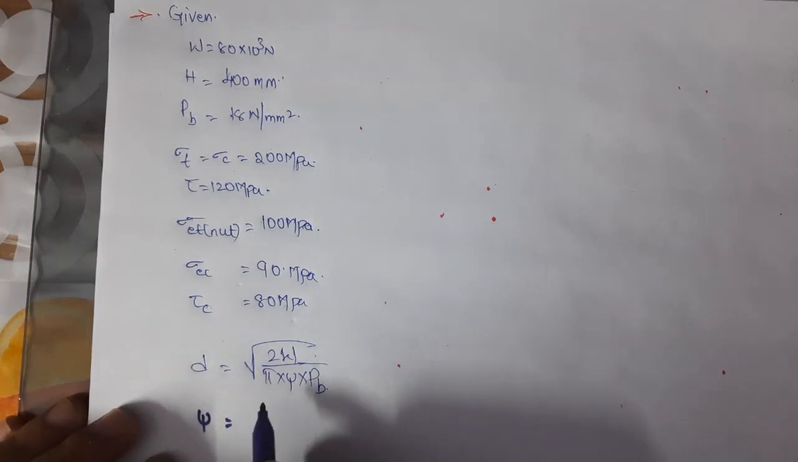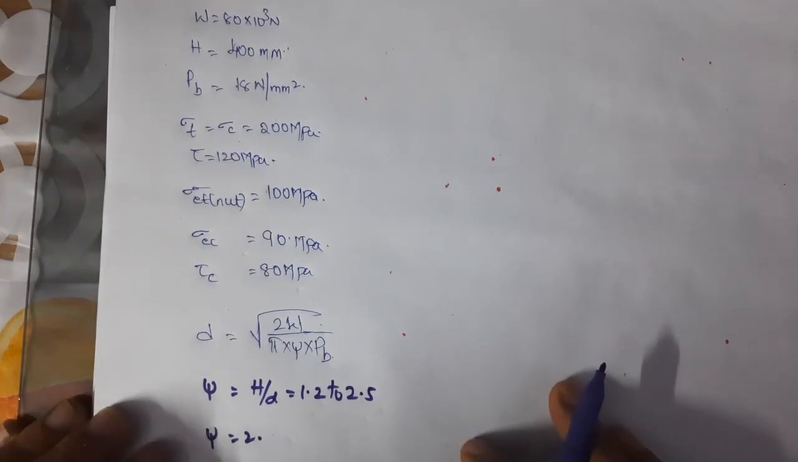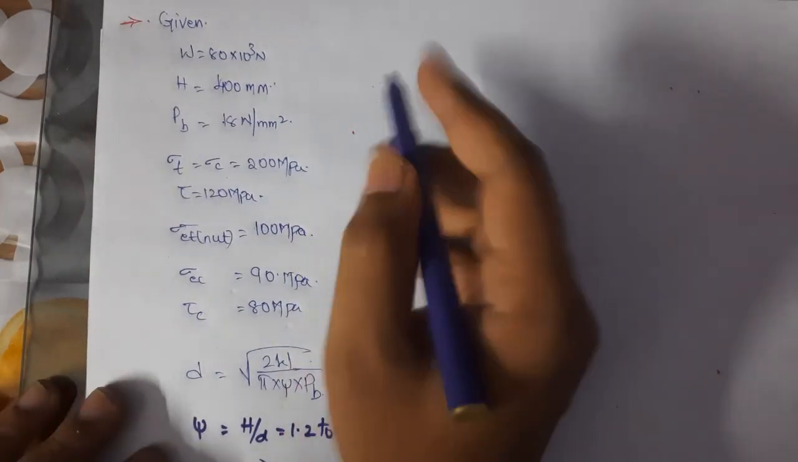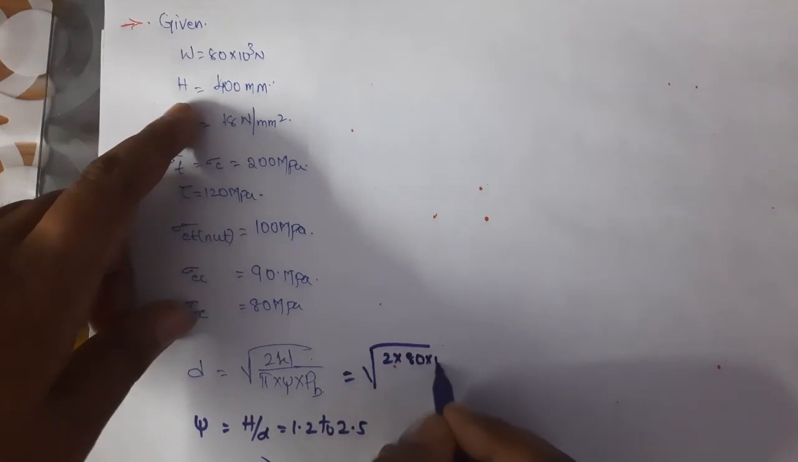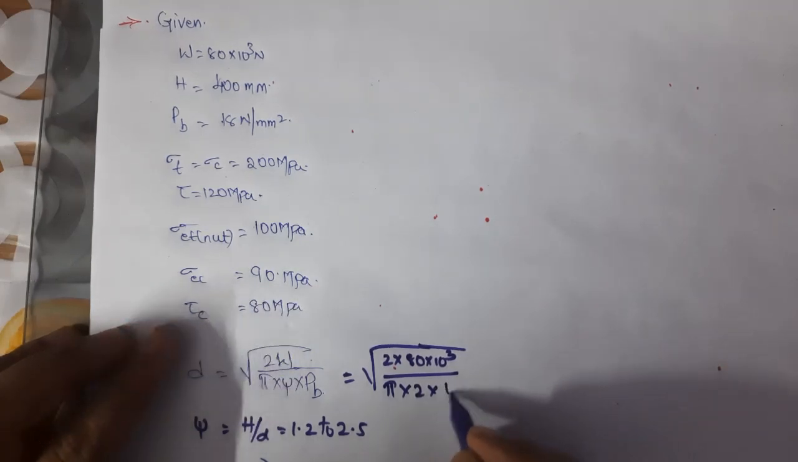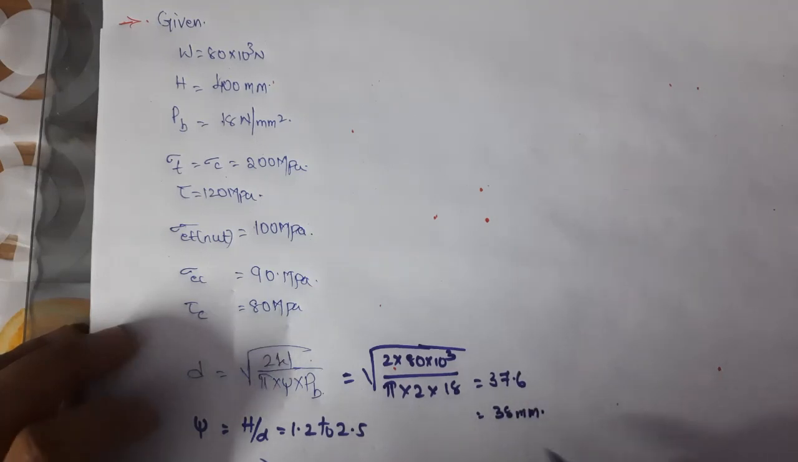The psi value for a solid nut, that is H by D value, lies between 1.2 to 2.5. You can take any of the values, so I am taking psi value is equal to 2, that is an assumed one. The value that we are getting is root over 2 into W, 80 into 10 to the power of 3, by pi into 2 into bearing pressure value 18. So we have got an answer of 37.6, around 38 mm. This is the value of pitch circle diameter.